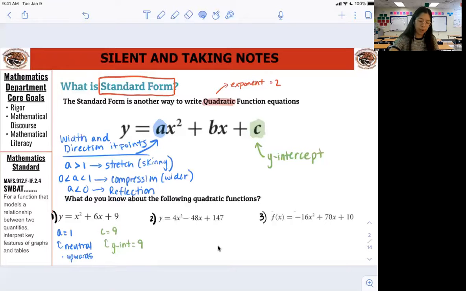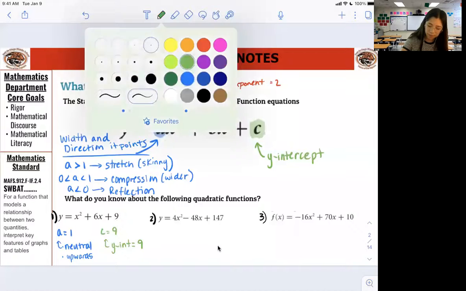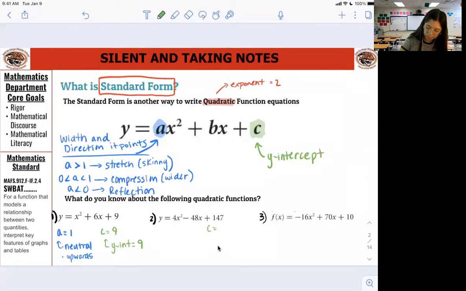So let's try the second one. How about for number 2, what do I know? Your y-intercept is 147. Good. Okay, that's pretty big. What else do I know? The leading coefficient is 4. So what does that 4 tell me about the shape of the graph? It's going to be upwards and stretched. Good.